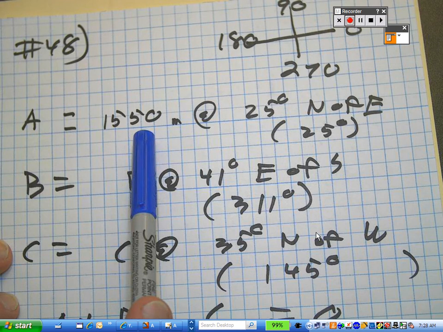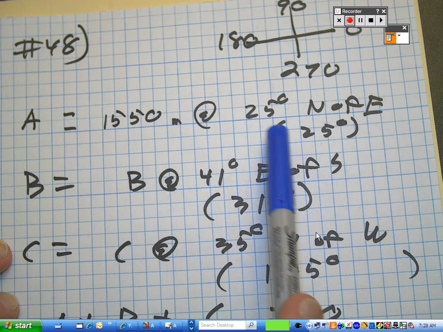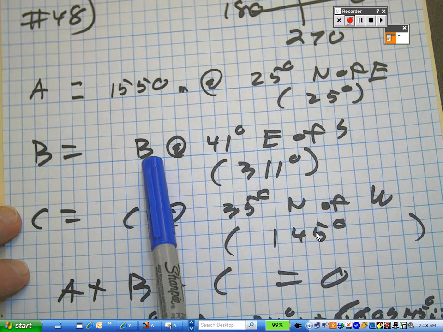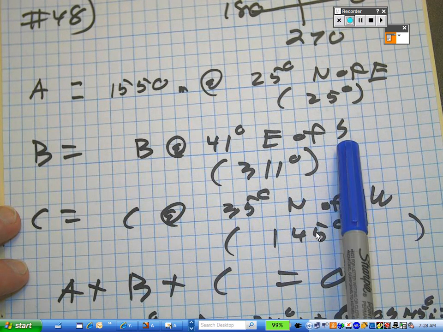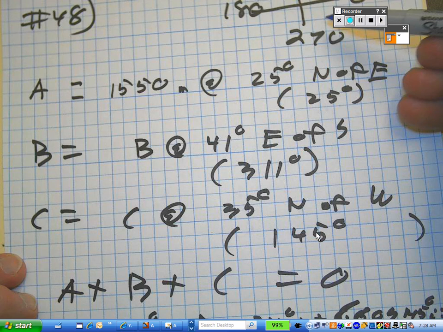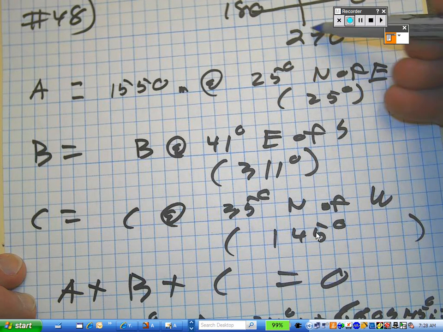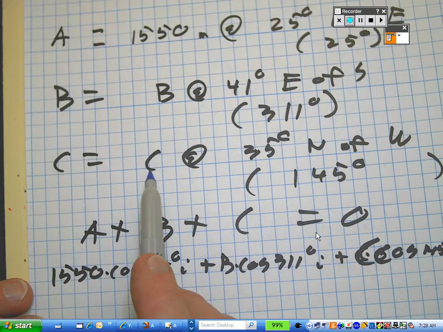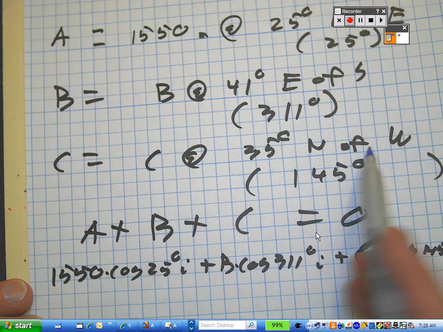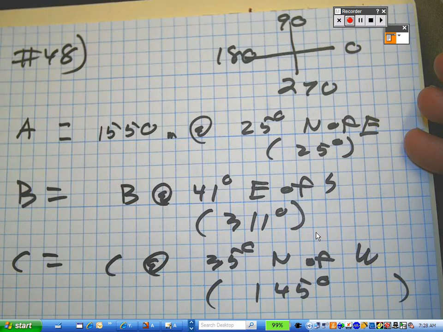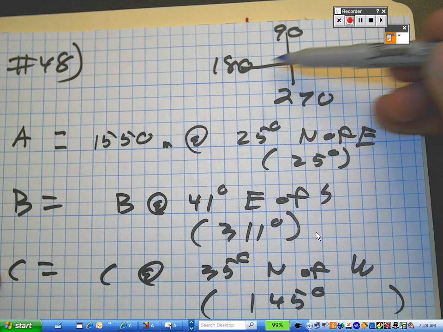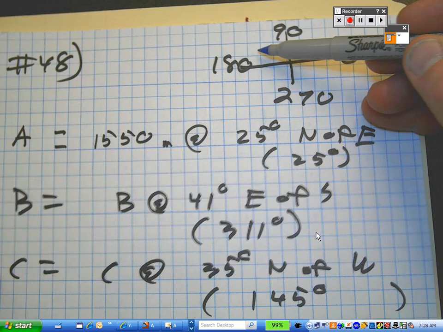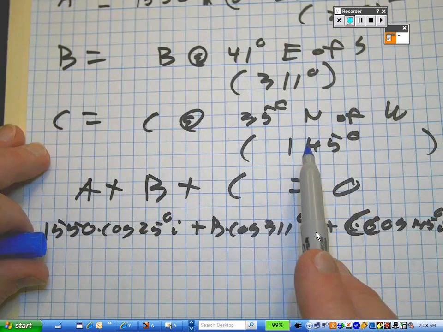A, which is 1550 at 25 degrees north of east, that's all right. B, whose length we don't know, is at 41 degrees east of south. Now notice, 41 degrees east of south is 270 plus another 41, that's 311. Then C, which we don't know, is 35 degrees north of west. Now notice, west, if you look back at the diagram, is 180. 35 degrees north of west is 180 minus 35. That's where I got the 145 degrees.